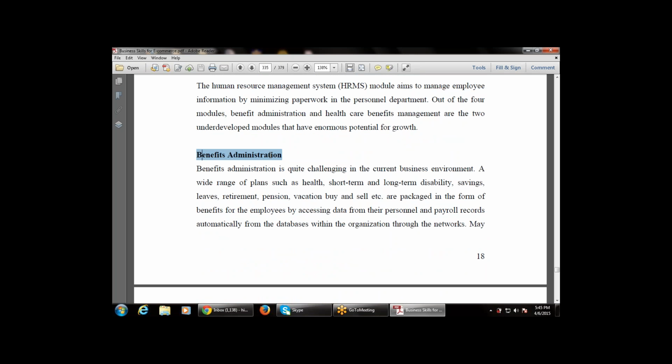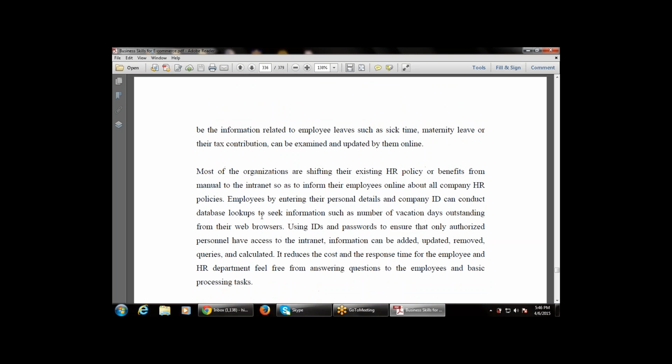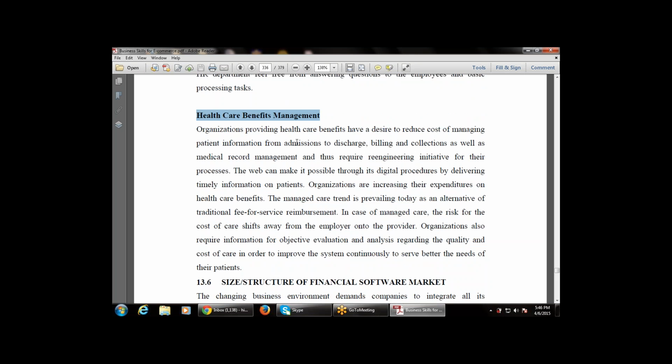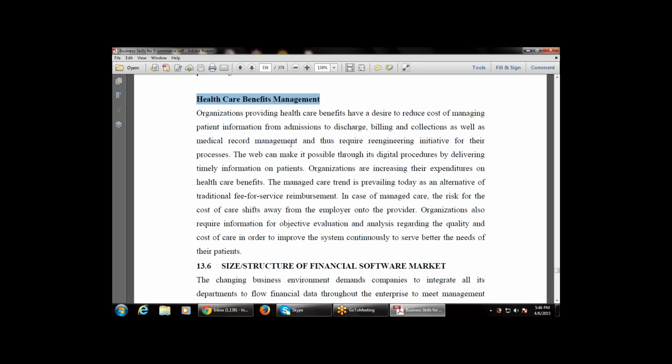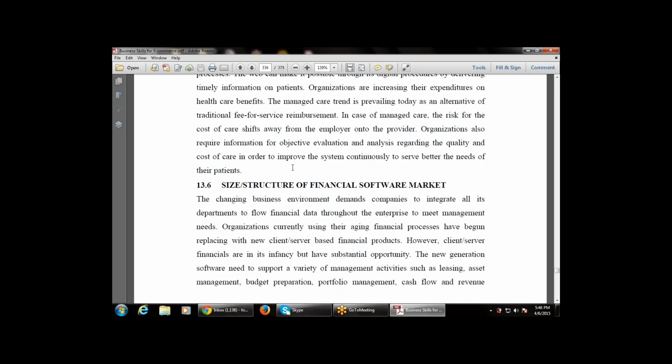Now, what is benefits administration? That is quite challenging in the current business environment. A wide range of plans such as health, short-term and long-term disability, saving leaves, retirement, pension, all these things are packaged in the form of benefits for the customer, the user, and are also taken care of by the software package. Then healthcare benefits management is also taken care of by the software, by the payroll.